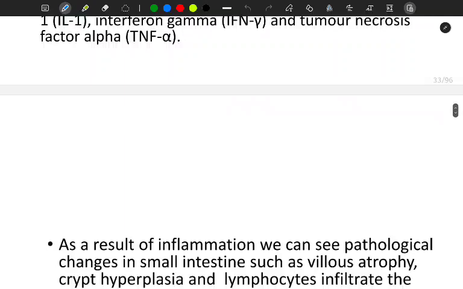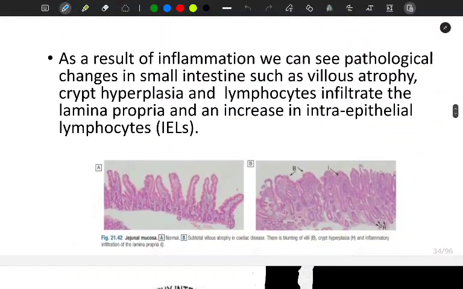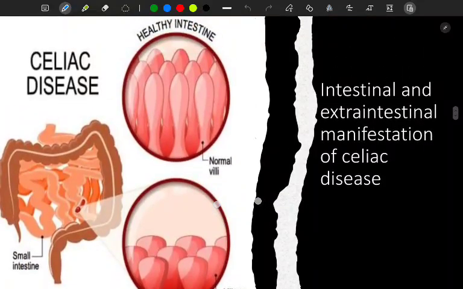Next. Inflammation causes villus atrophy because the cells will attack the surface. Villus atrophy, this is to prevent further absorption of gluten. Then crypt hyperplasia, lymphocyte infiltrate, and intraepithelial lymphocytosis. Next. You can see the healthy intestine with normal villi and how the villus atrophy looks in celiac disease. Okay, next.